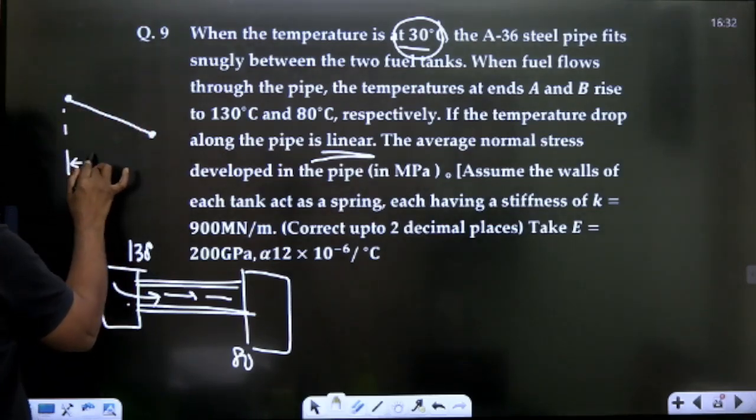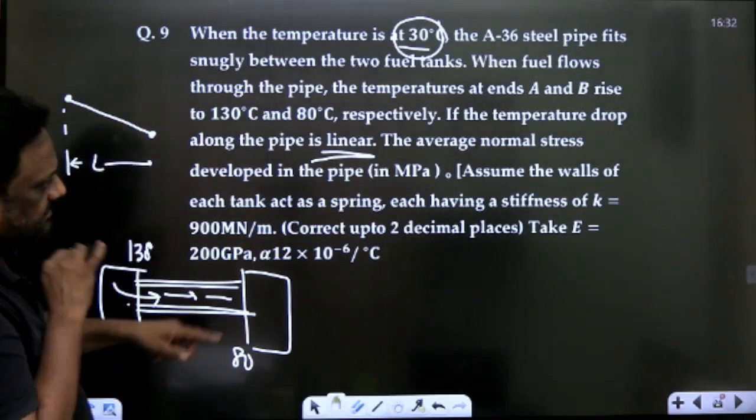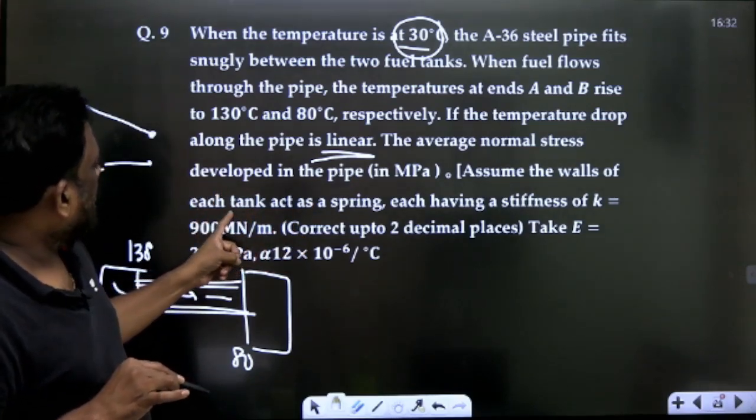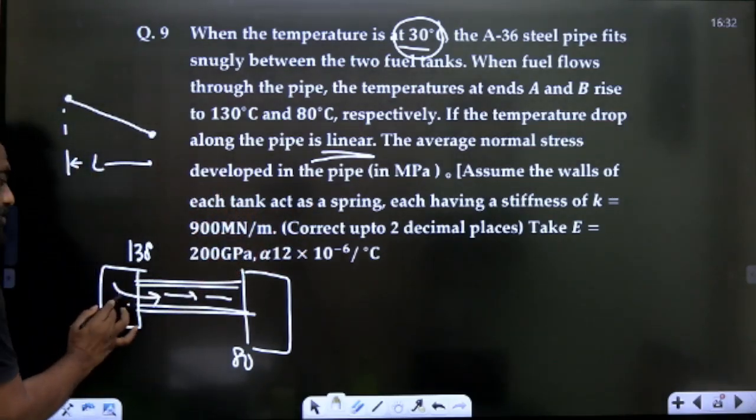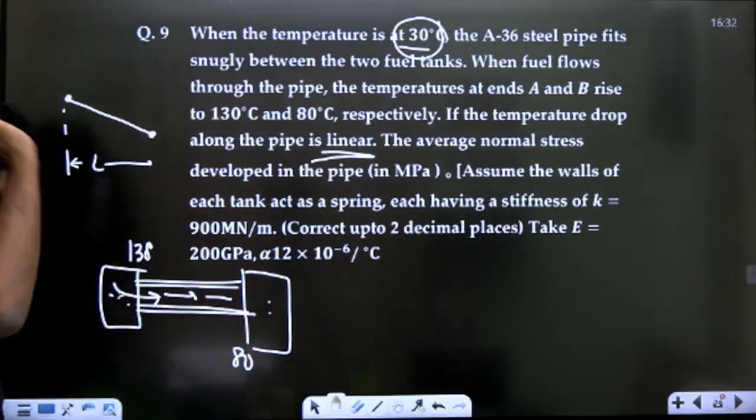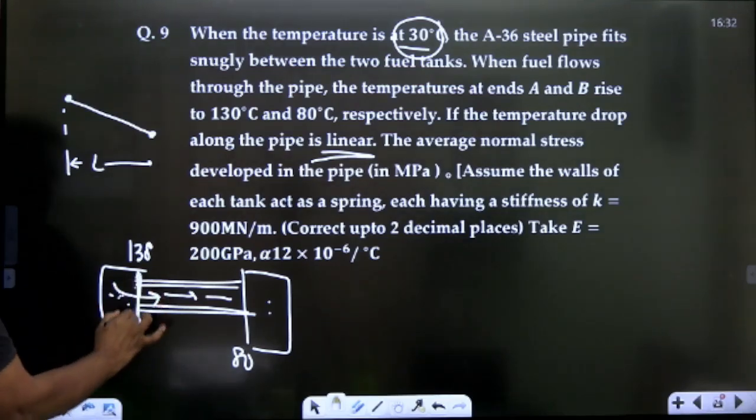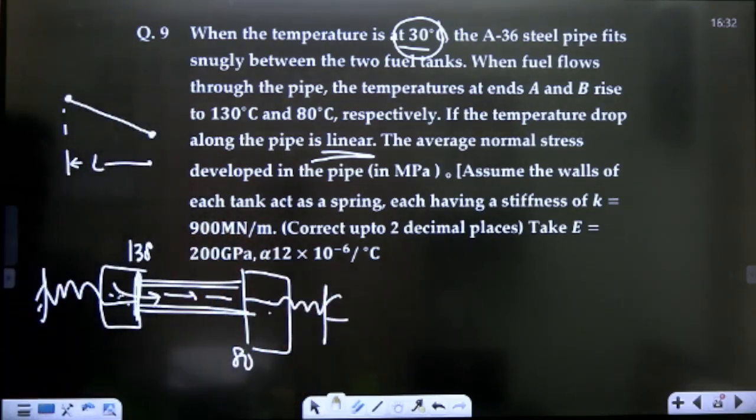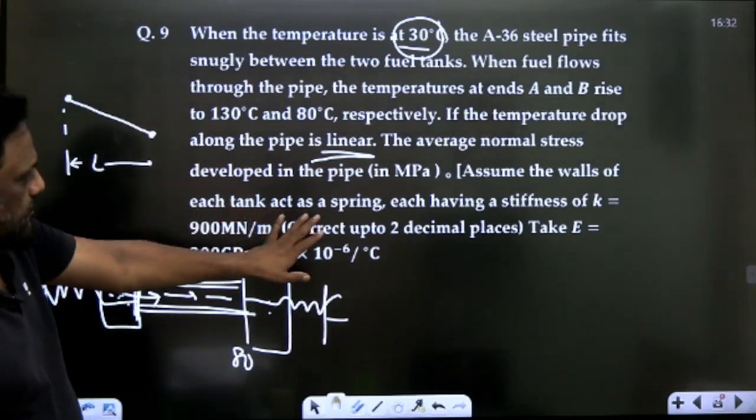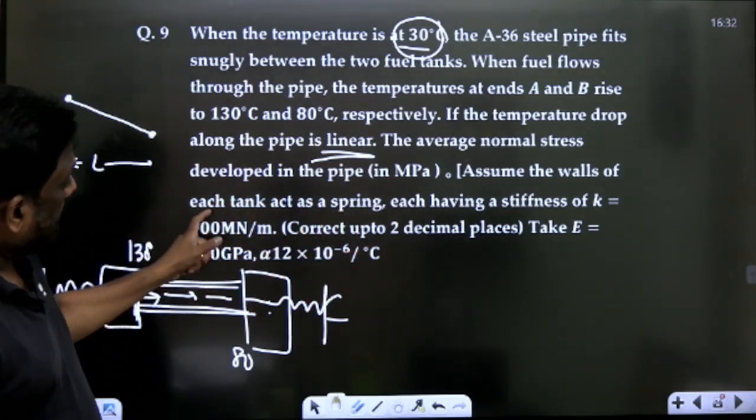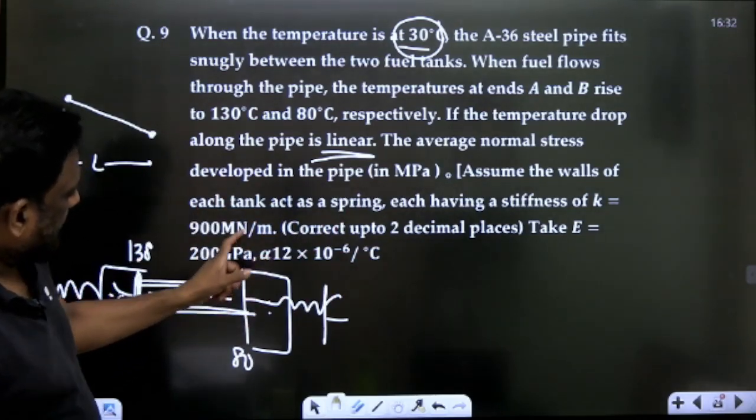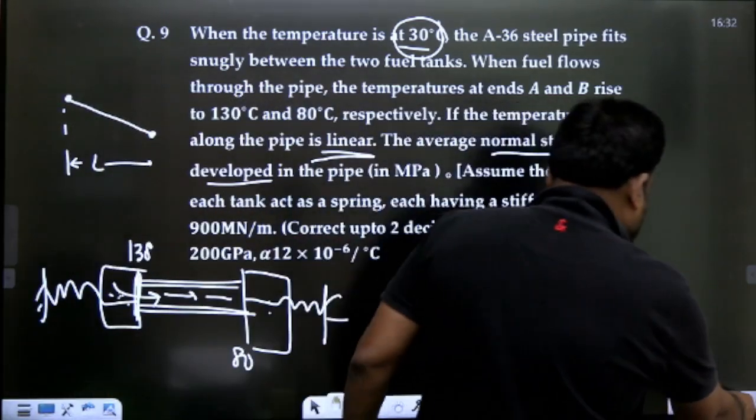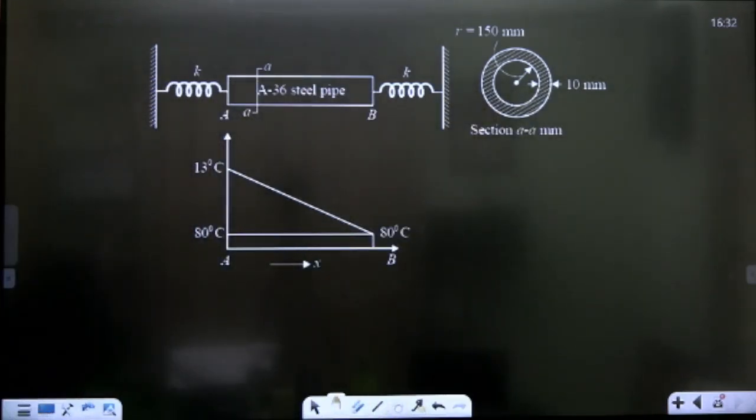So this is length L. So the temperature is varying linearly. ठीक है sir. The normal stress developed in the pipe. Assume the walls of each tank act as a spring. मतलब ये स्प्रिंग की तरह एक्ट कर रहे हैं, ये वॉल्स. The springs have a stiffness of 900 MN per meter. Young's modulus is given, alpha is given. पूछा क्या है सर? The stress developed in the material. मस्त क्वेश्चन है सर, पढ़ो एक बार, जबरदस्त क्वेश्चन है सर. This is 130.